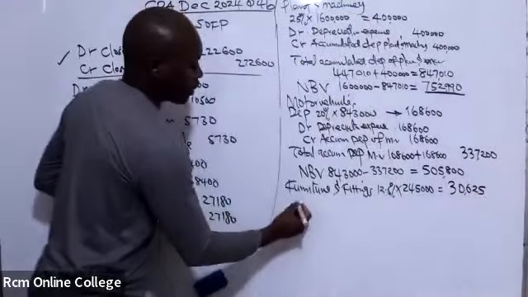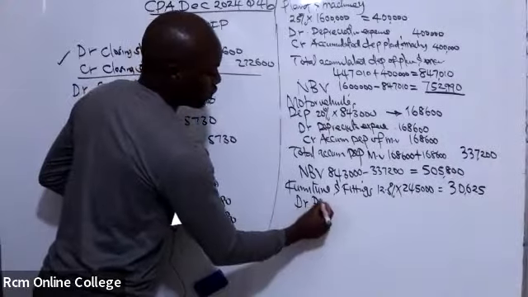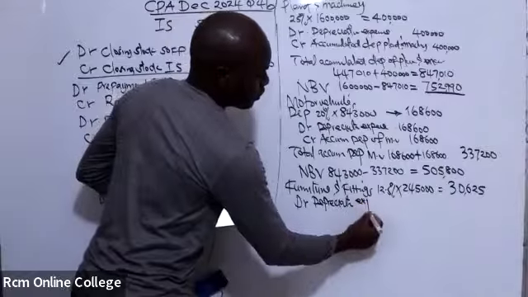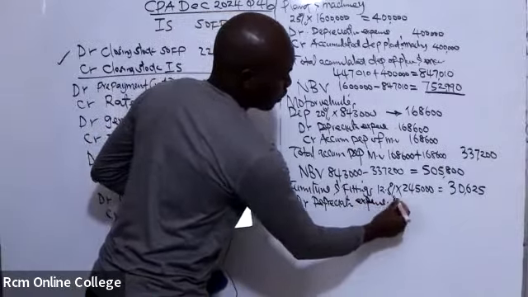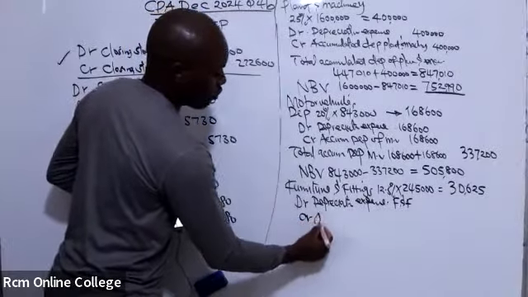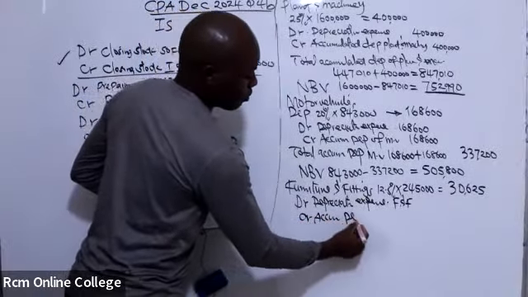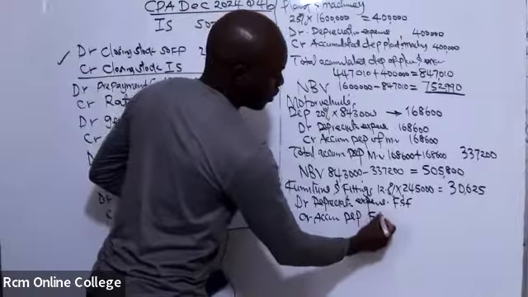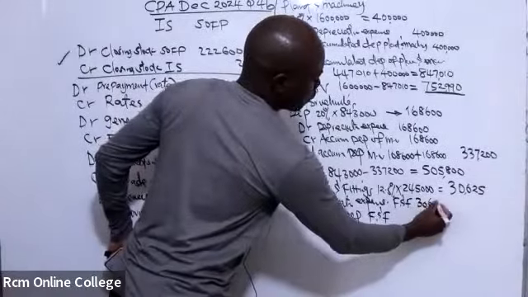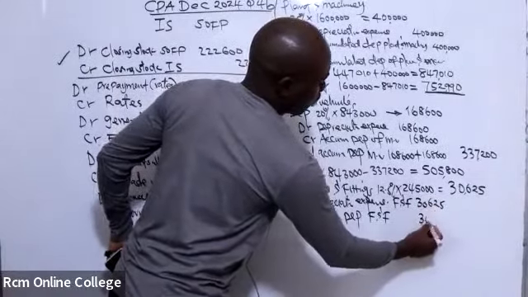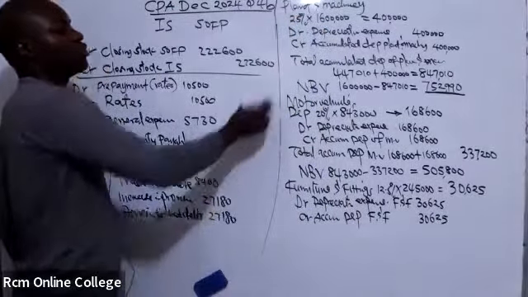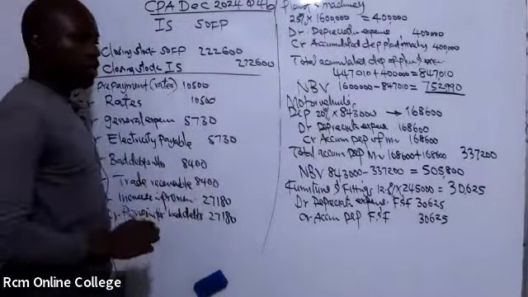So we're supposed to debit depreciation expense for furniture and fittings, then we credit accumulated depreciation for furniture and fittings with the same amount, 30,625. Having done that, we need to get total accumulated depreciation.